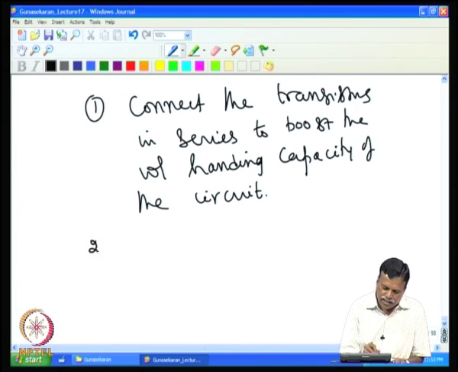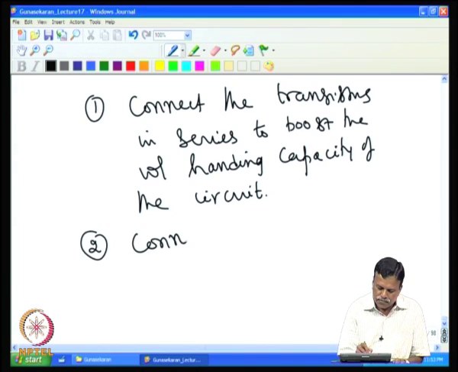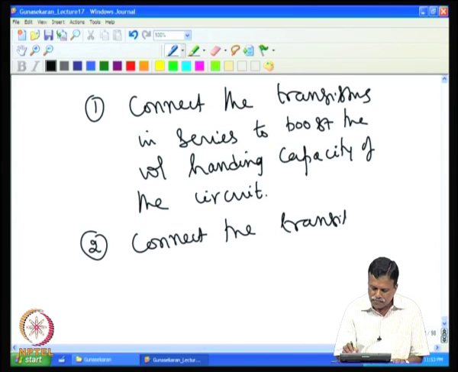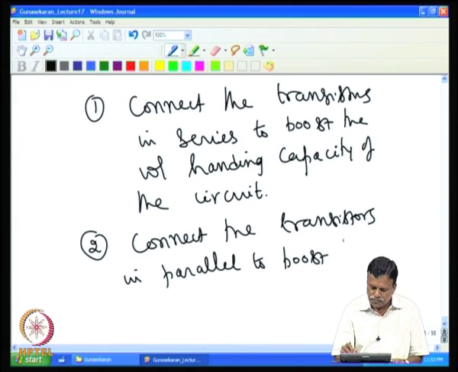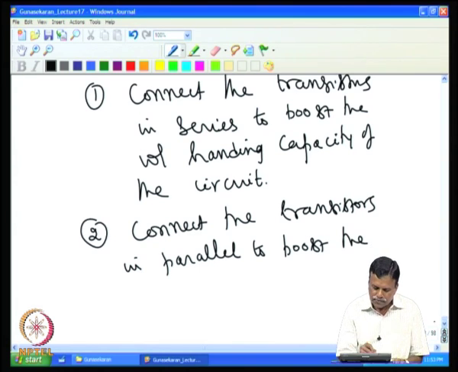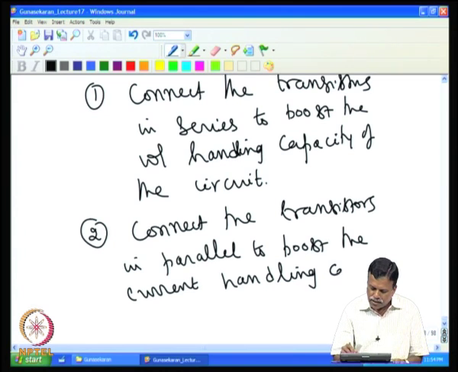Then connect the transistors in parallel to boost the current handling capacity of the transistors.